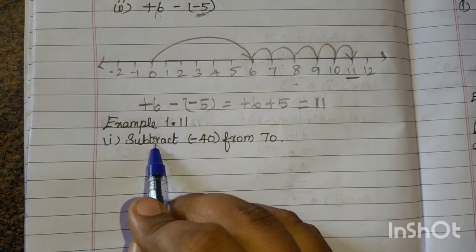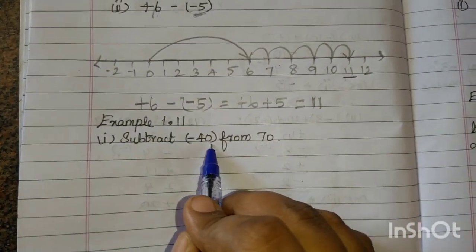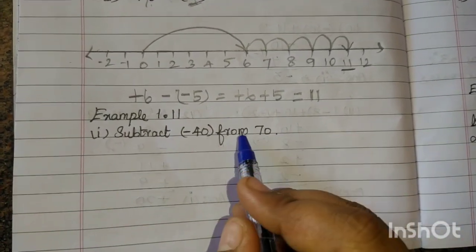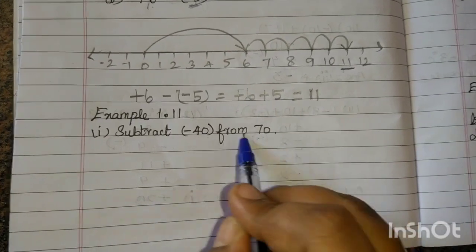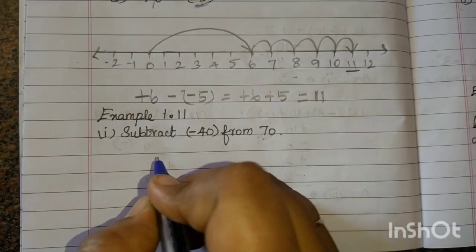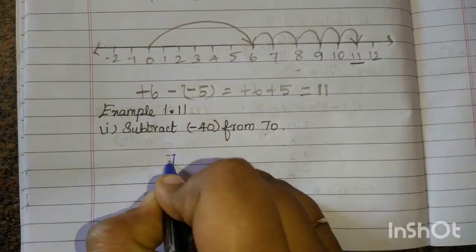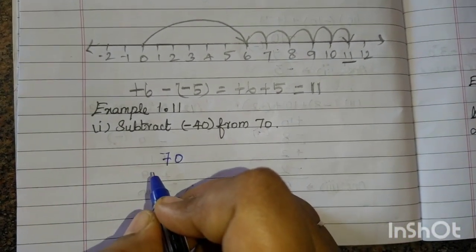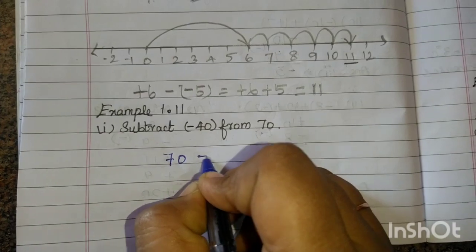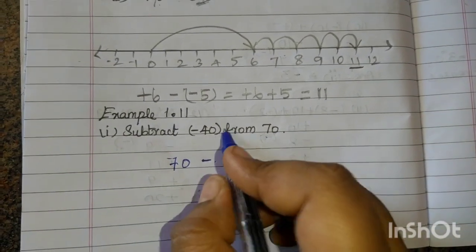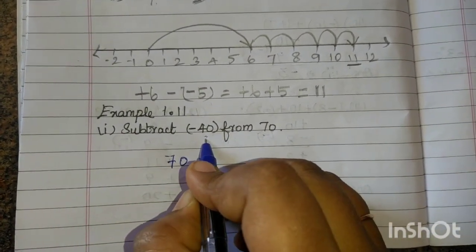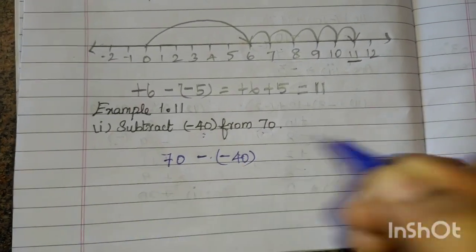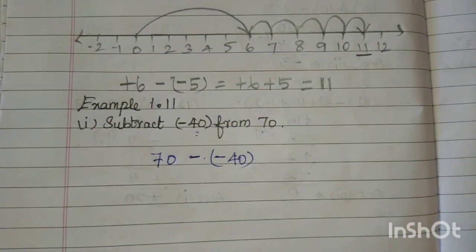Example 1.11. Subtract minus 40 from 70. From 70, so from the given, the next number is 70. You want to write that first. What are we going to do now? Minus, we are going to do the subtraction. Then what number did they give before? Minus 40 they given. Like this only you want to write.